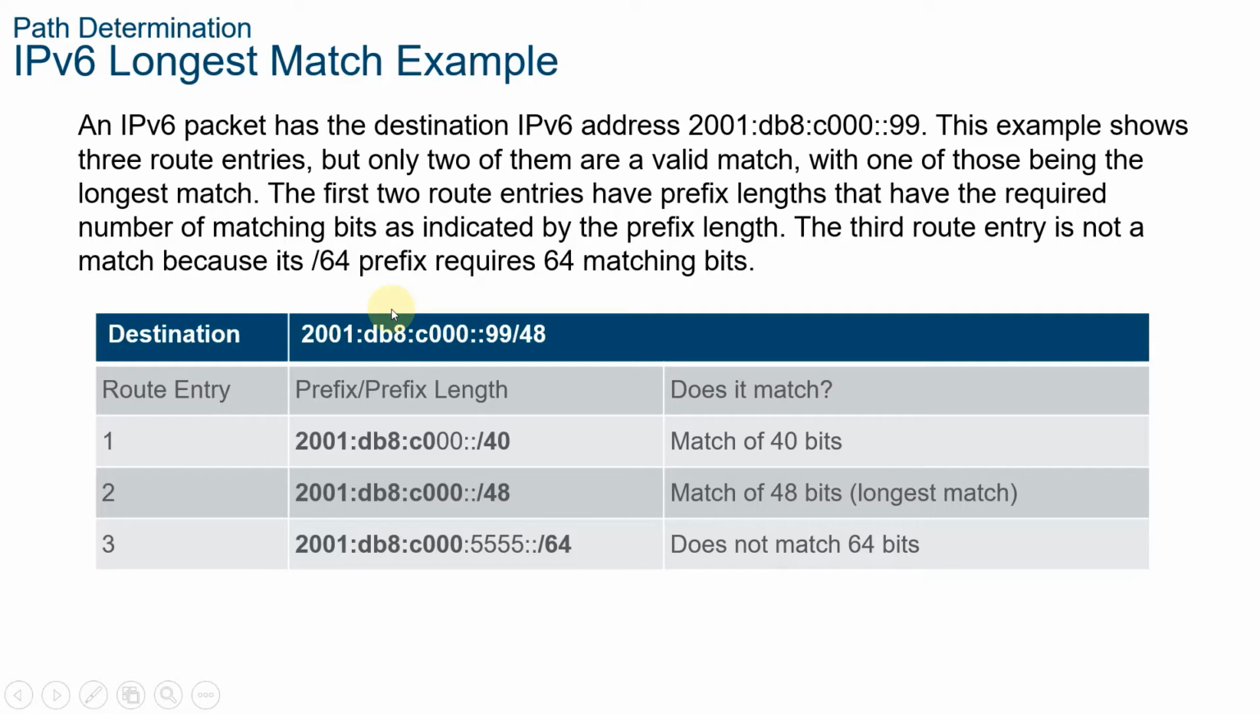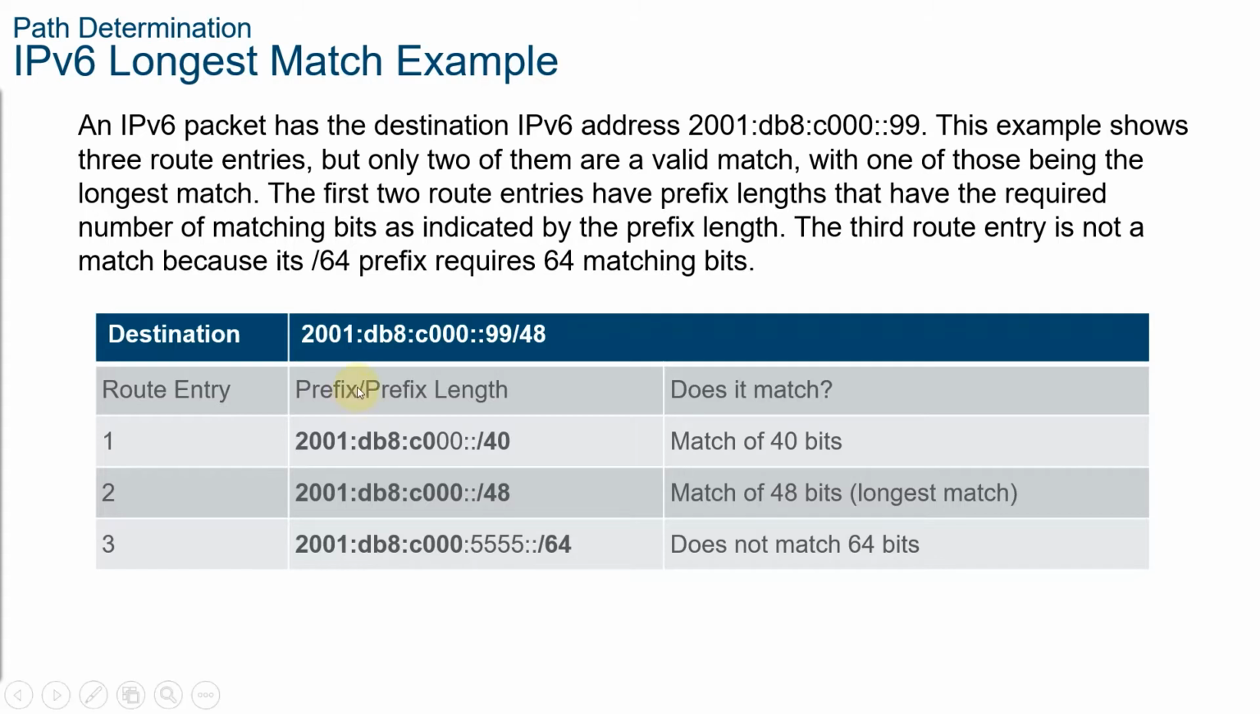So let's have an example for IPv6 address longest match. In the table, an IPv6 packet has a destination of 2001:DB8:C000::99. This example shows 3 route entries, but only 2 of them are a valid match, with one of those being the longest match. The first 2 route entries have prefix lengths that have the required number of matching bits as indicated by the prefix length.